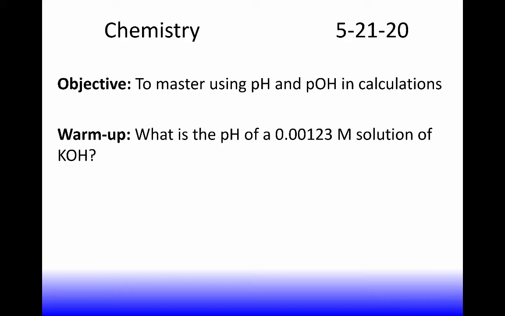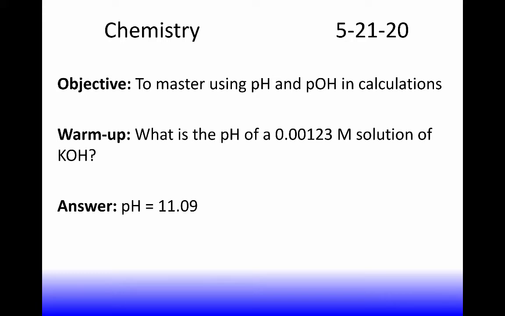So what is the pH of a 0.00123 molar solution of potassium hydroxide? Think about what you have to do to solve that. Okay, the answer is 11.09. That's what the pH is.